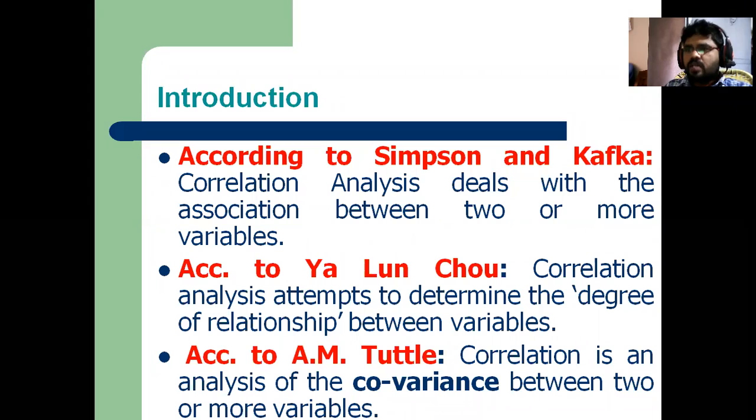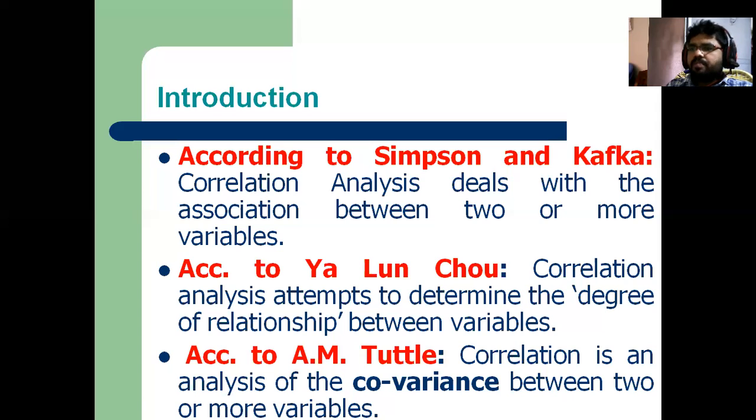By looking at correlation, you can come to know the relationship between the variables. Correlation means the relationship between the variables, or sometimes we say association between the variables. Another famous person was Ya-Lun Chou. According to him, correlation analysis attempts to determine the degree of relationship between the variables. The previous person said there is a relationship between the variables, whereas Chou said correlation analysis can determine the degree of relationship, nothing but how much the relationship is there.